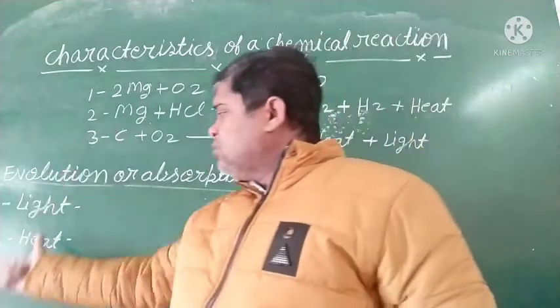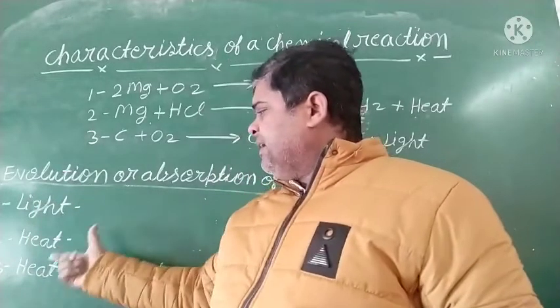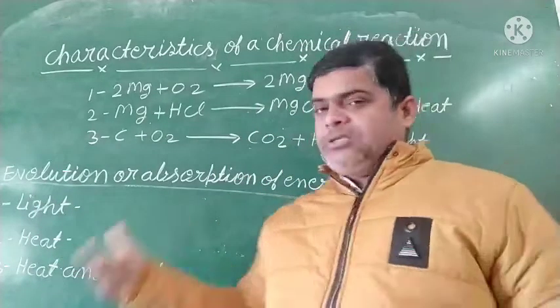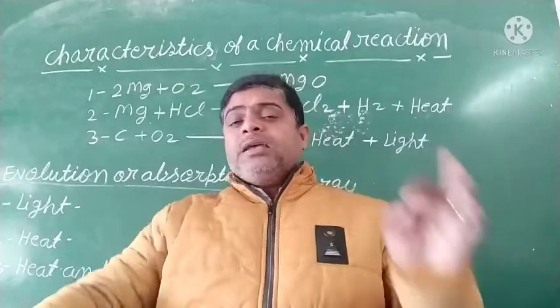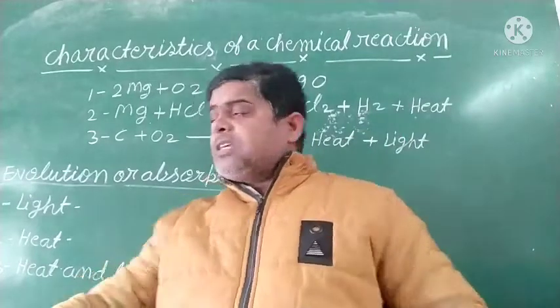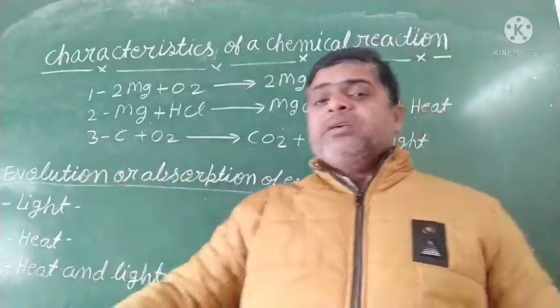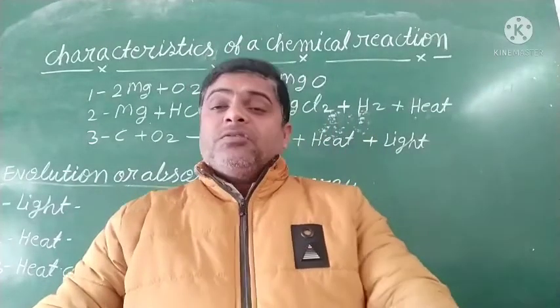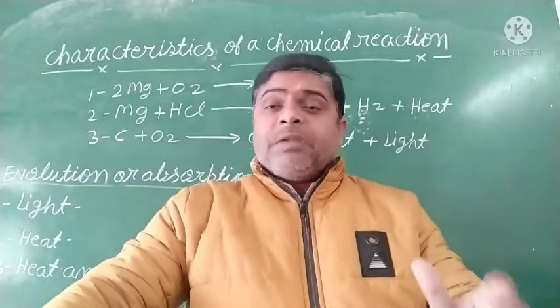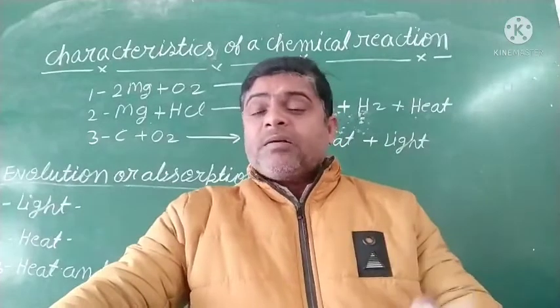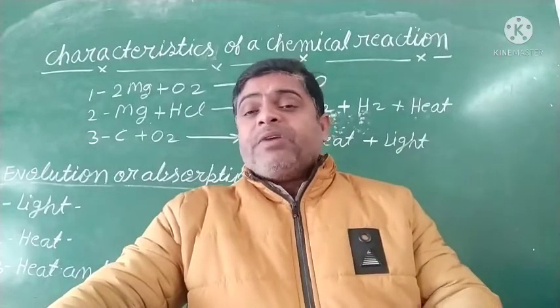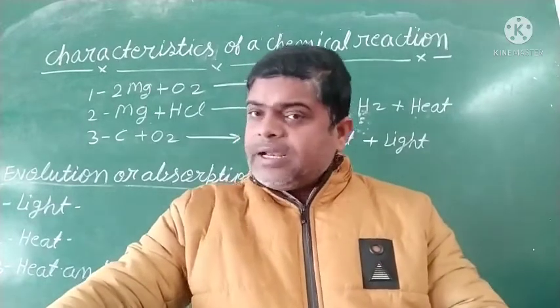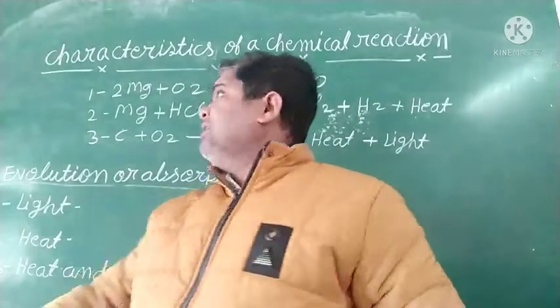So in such cases, you see, light, heat or heat and light is released. Okay, so when in any process such a thing happens, this is an example of chemical change. Okay, student. So if in the exam you are asked to explain the characteristics with the help of examples, evolution of heat or light, you can easily write the example.